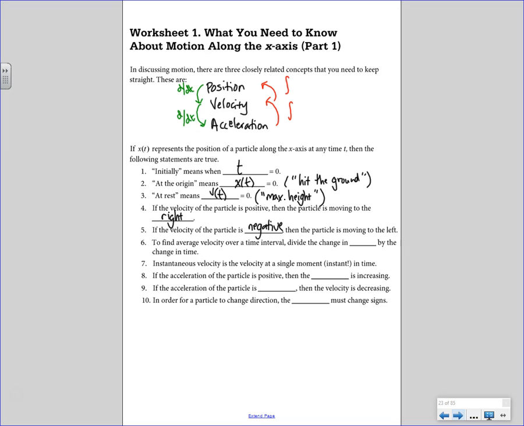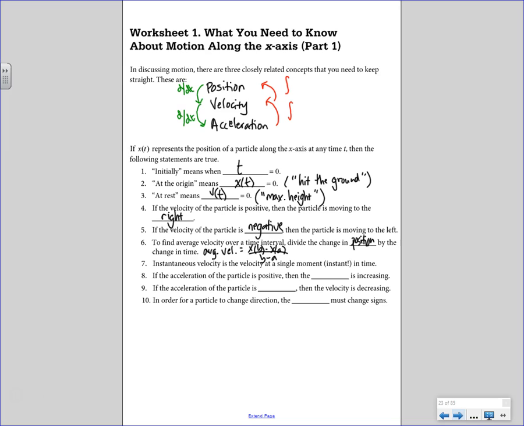Very similar to average rate of change. What do we divide? Change in position, with change in time on the bottom. dt is the bottom, but dx, change in position, gets divided by change in time, which is why average velocity, which is average rate applied to motion, f of b minus f of a over b minus a, would be x of b minus x of a all over b minus a. Average velocity is just average rate applied to position.